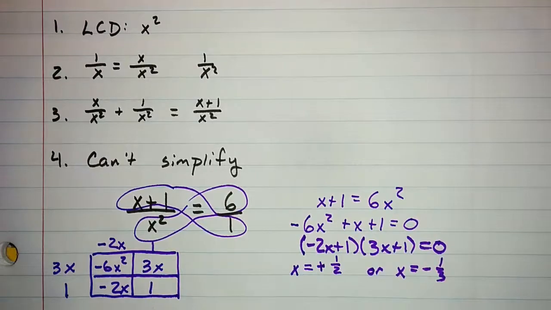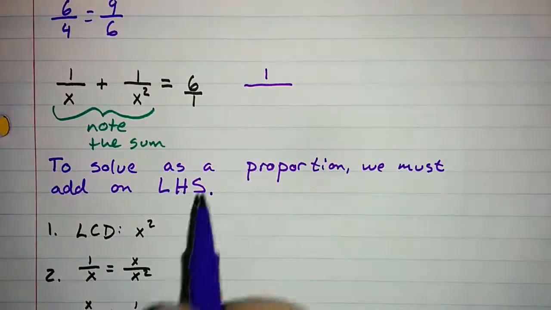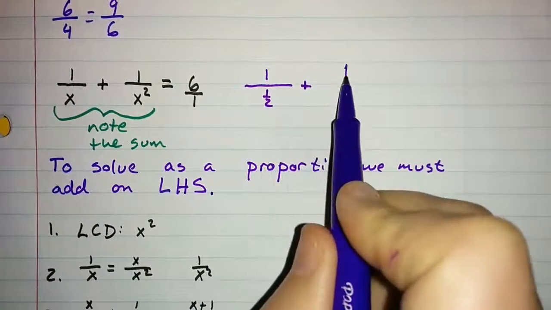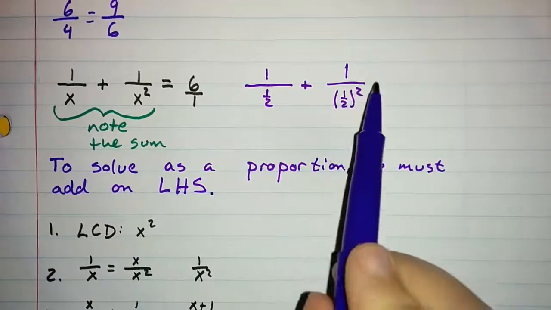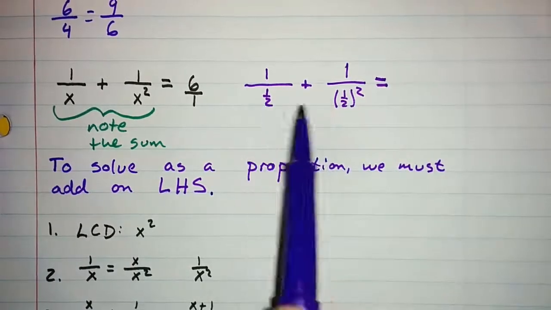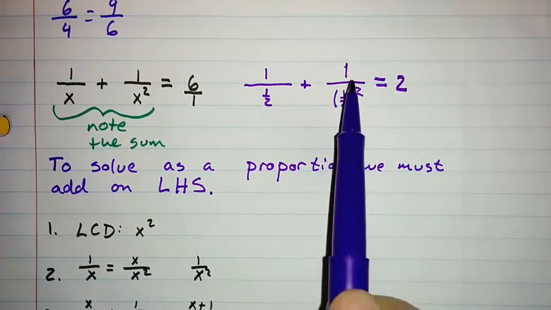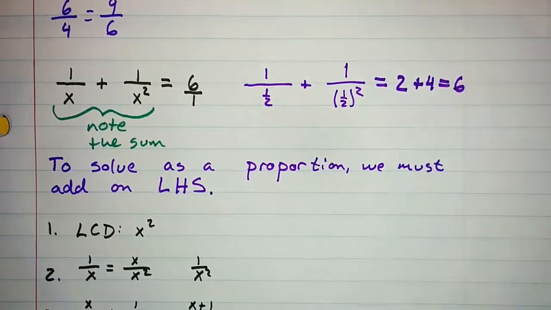Did that work? Well, let's see. 1 over 1/2 plus 1 over 1/2 squared. 1 over 1/2 is 2. 1/2 squared is a fourth. 1 over a fourth is 4. That's 6.